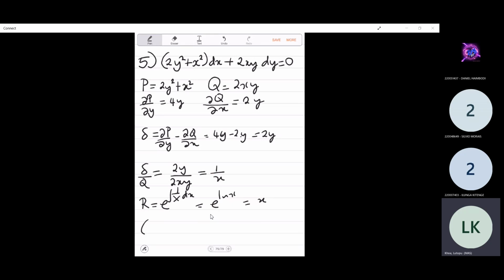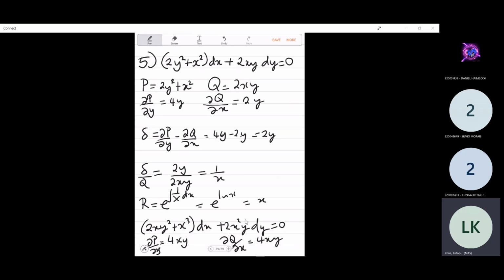So multiplying everything by x, we have 2x y squared plus x to the power of 3 dx plus 2x squared y dy. This is 0. Okay, so we can check and see if this is exact. For dp dy, this is 4xy, then dq dx, sorry, dx, this is 4xy. So these two are equal, therefore it is exact.